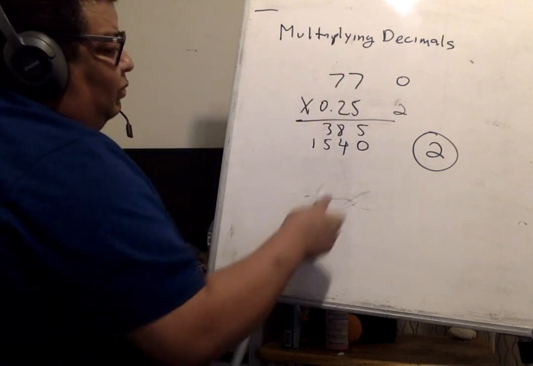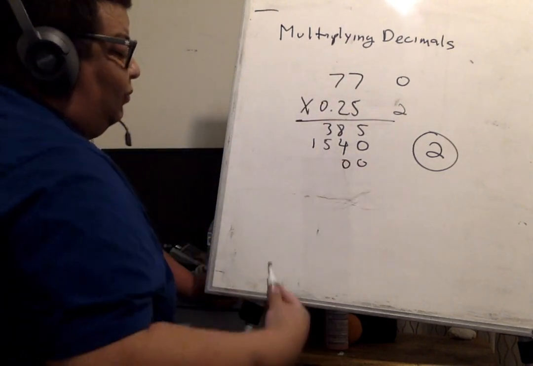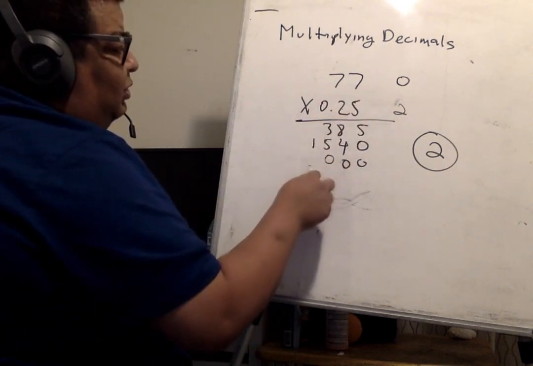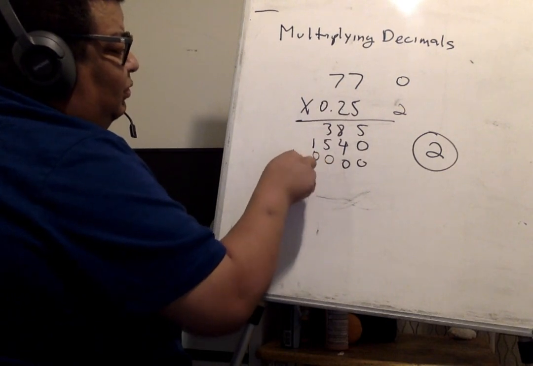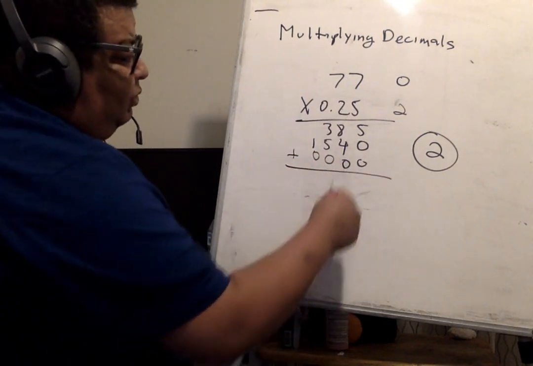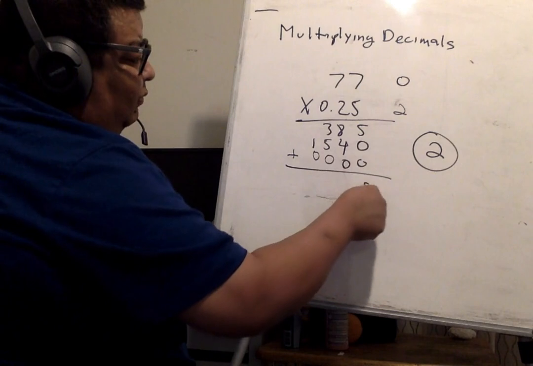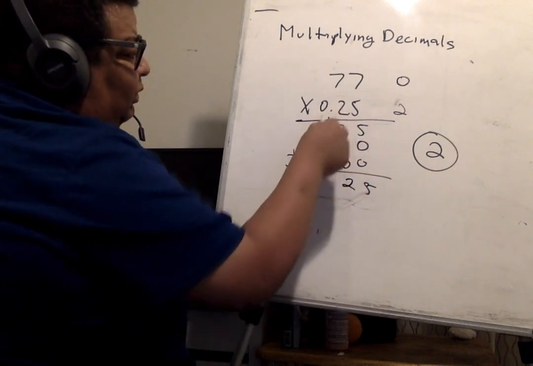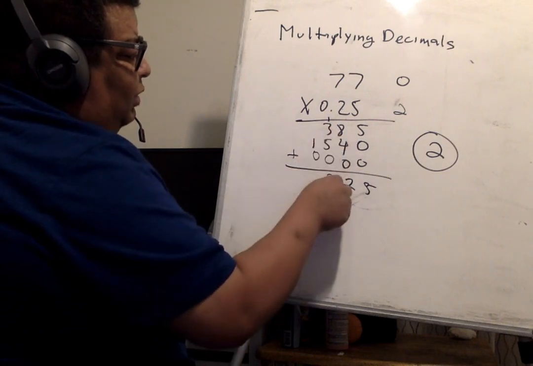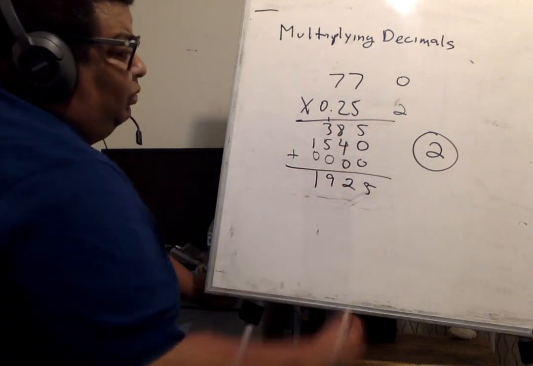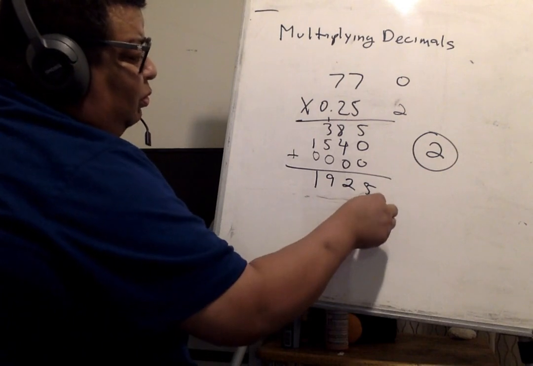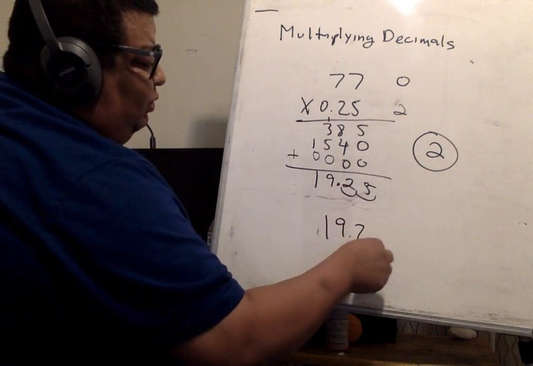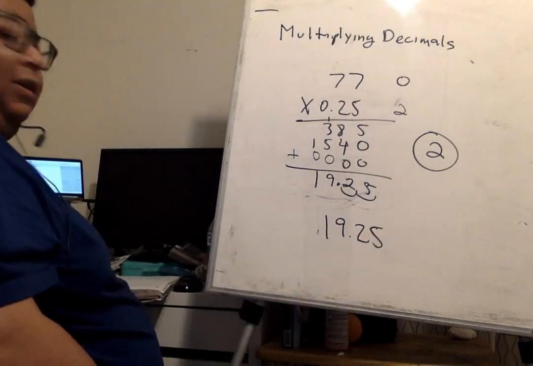We start over. 2 zeros. Now we do 0 times 7, 0. 0 times 7, 0. Add them up. 5. 8 plus 4, 12. Carry 1. 5 plus 4, 9. 1. Magic number 2. 1, 2. Answer is 19.25.